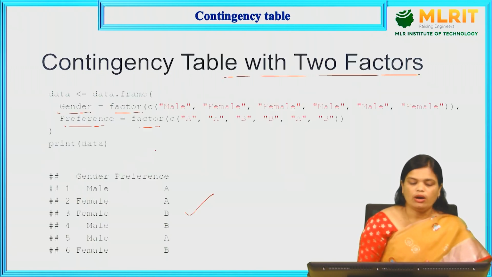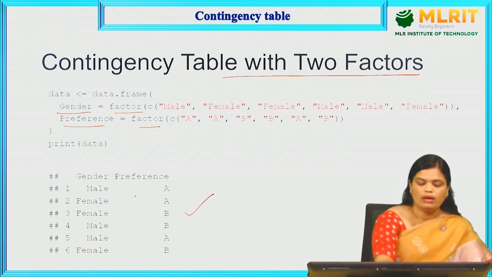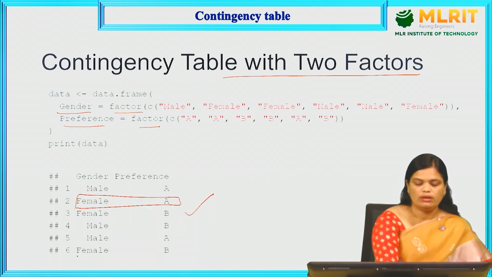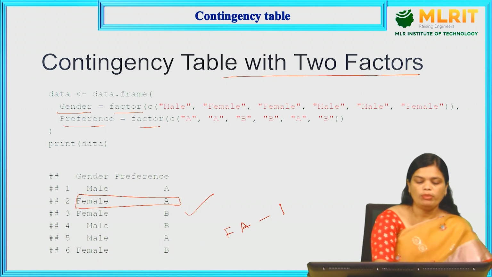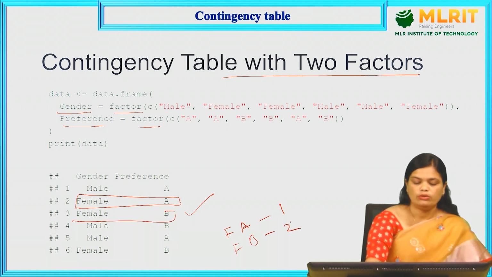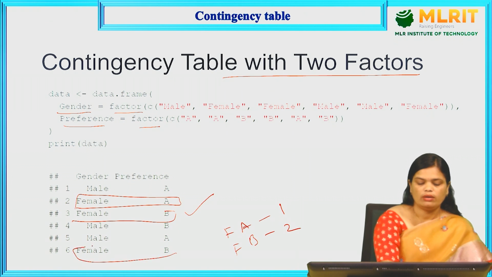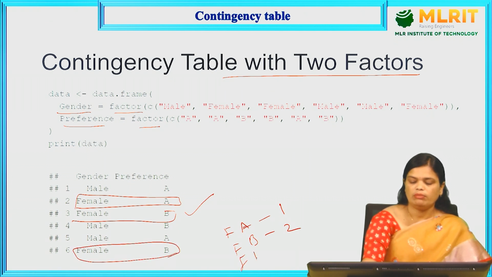Look here, how many female are A? Only 1 is there. How many female A are there? 1. How many female B are there? 2.